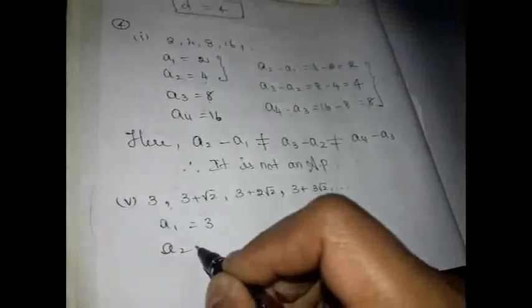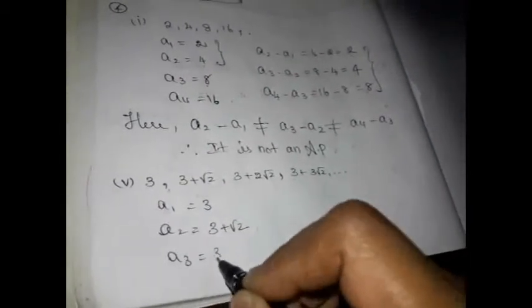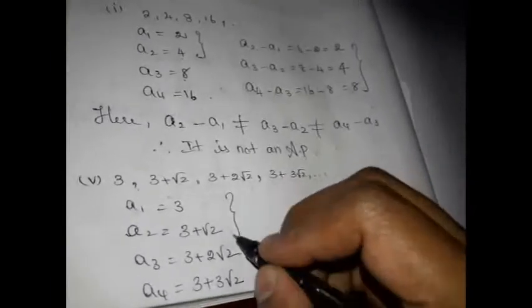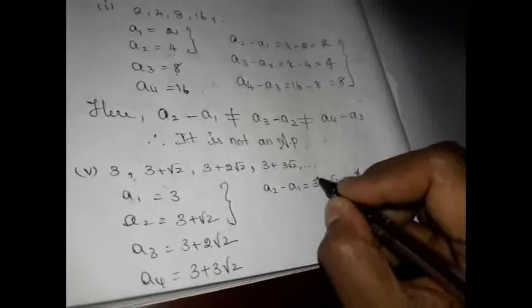Now let us see how we can solve the next problem. Here A1, the first term, is 3. A2 is 3 plus root 2. A3 is 3 plus 2 root 2. A4 is 3 plus 3 root 2, right? Now as usual we will find the difference between the first two terms, A2 minus A1, which is 3 plus root 2 minus 3. So plus 3 minus 3 will get cancelled, so it is root 2.